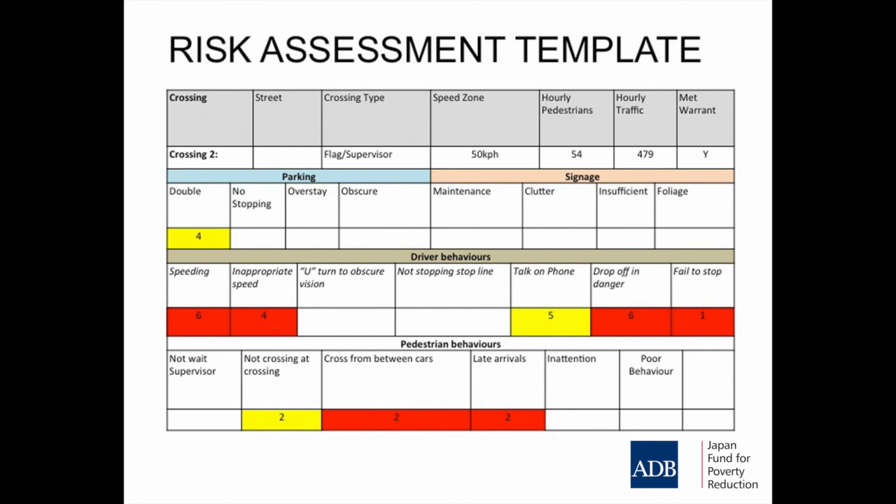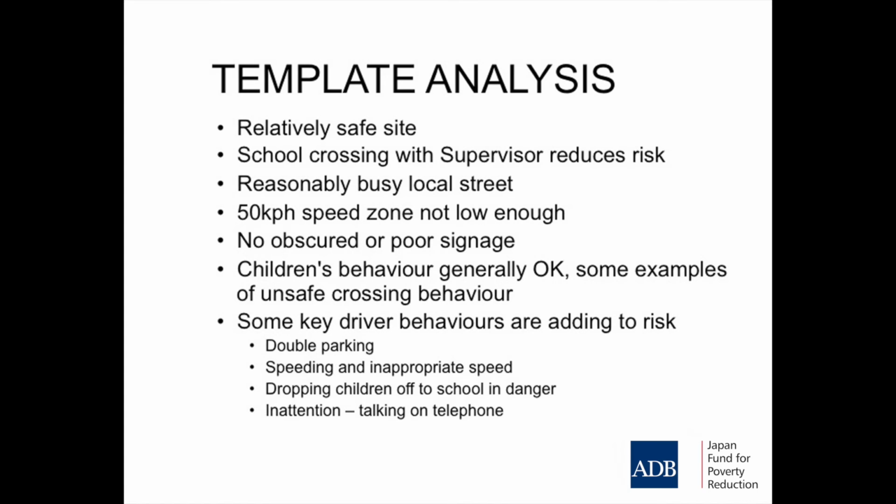When you analyse that, this is what you get. It's a relatively safe site. It's got a school crossing supervisor with a flag, so that reduces the risk, but it's a busy street and it's a 50k zone. Where little kids are, 50k's is too fast for most of the traffic. So that increases the risk. The signage is okay, there's no problems with that. And the children's behaviour is generally okay with a couple of exceptions of uncrossed behaviour.